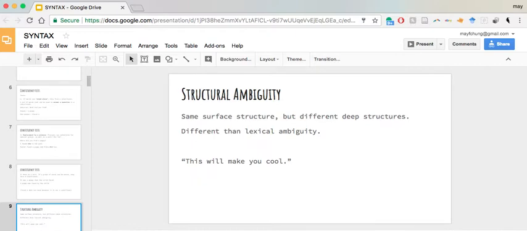Take a sentence, for example, this will make you cool. If you say that sentence, this will make you cool, there are different meanings to that sentence. It could be, this will make you cool as in I give you a pair of Ray-Bans and you look cool, right? Or if I gave you an ice pack and I said this will make you cool, right? That would be more a lexical ambiguity, which means a different word meaning. Structural ambiguity changes the meaning of the sentence entirely.